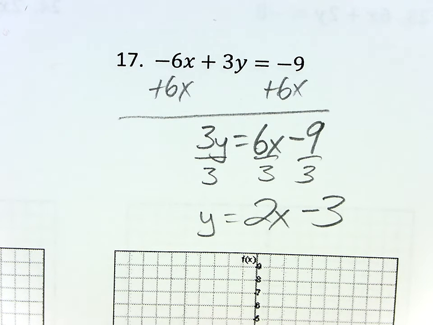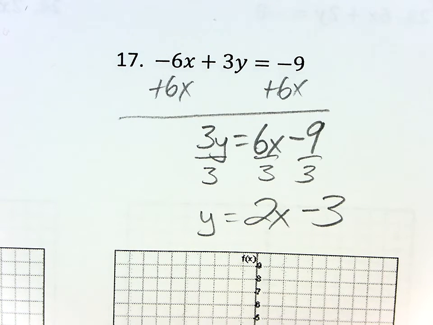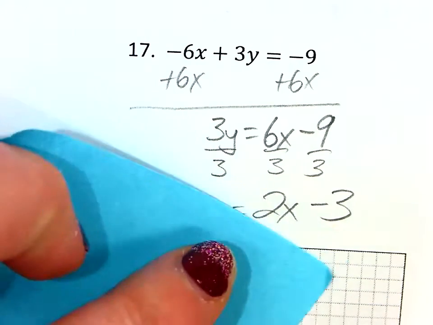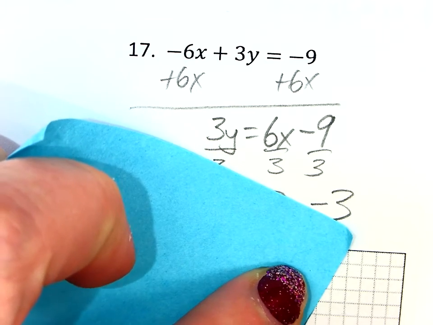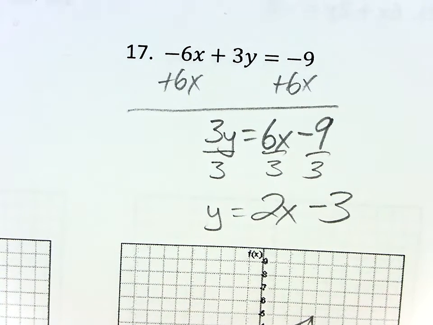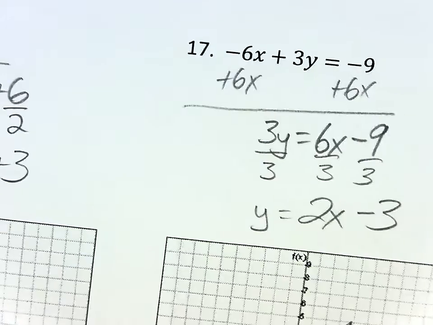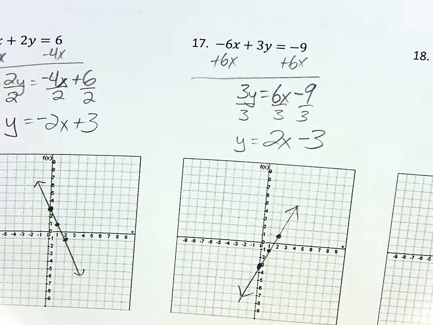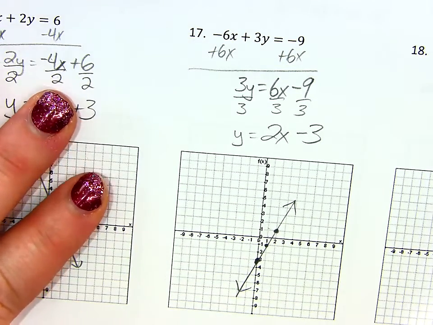Plot that quickly for me, please. Okay, we got it? Oh, you can't even see what I did. Does yours look like mine? I hope. Cross at negative 3 and then up 2 over 1.